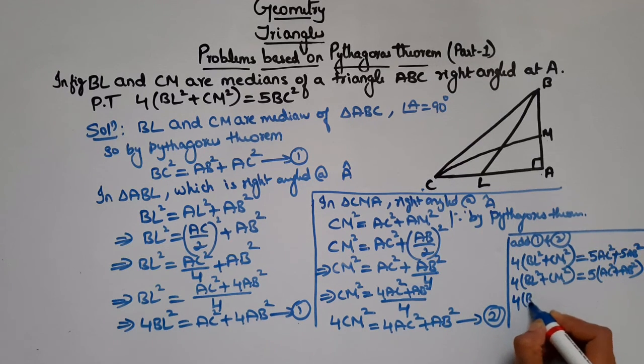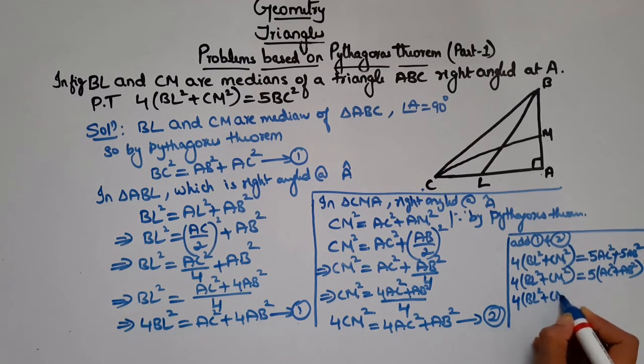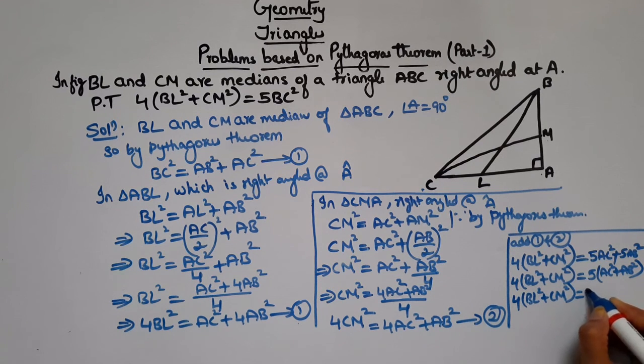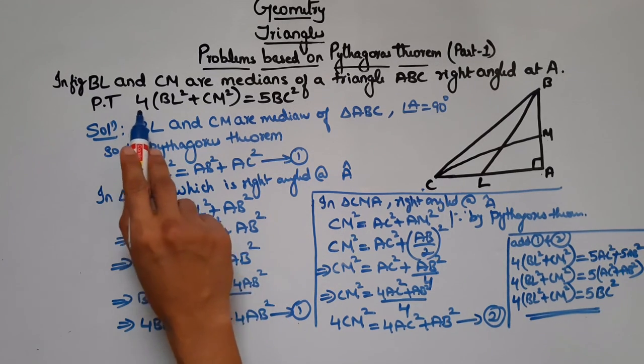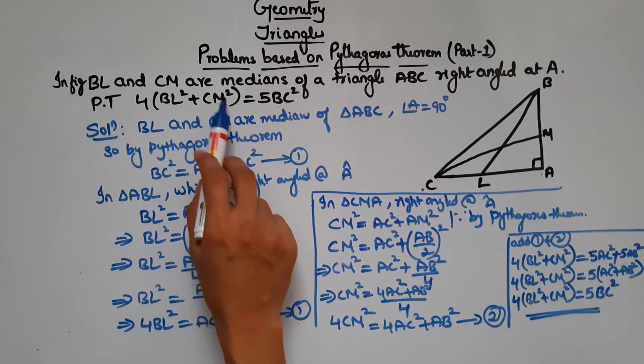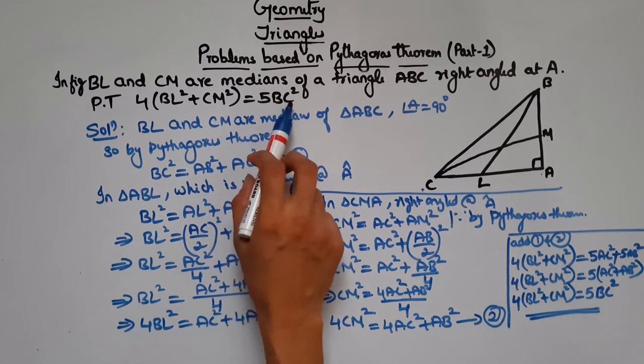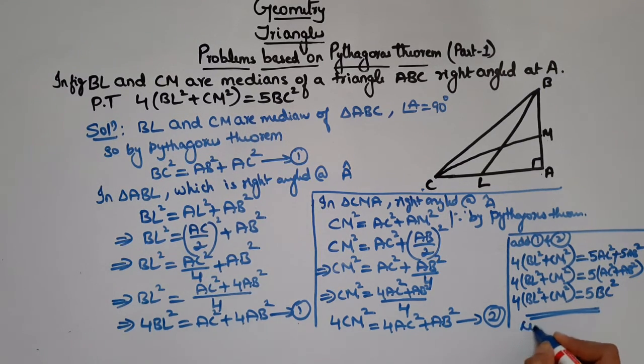So 4 into BL square plus CM square is equal to 5 into this you can replace it with BC square, since from 1 you can write here. So we have proved 4 into BL square plus CM square is equal to 5 into BC square. Hence the proof.